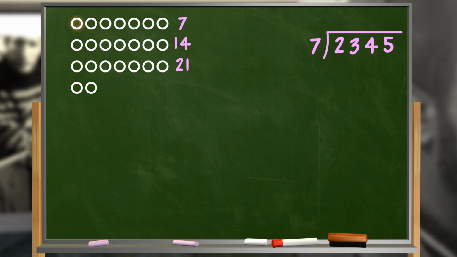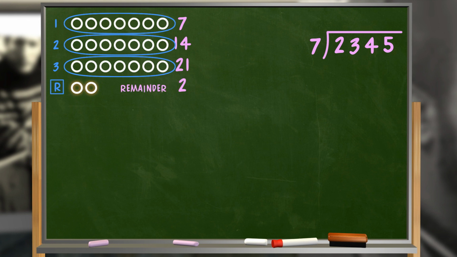Here we go. 1, 2, 3, 4, 5, 6, 7. Circle that entire group because that's the first group. 8, 9, 10, 11, 12, 13, 14. Circle that entire group. That's 2. 15, 16, 17, 18, 19, 20, 21. Circle that entire group. 22, 23 is the remainder. Because is 22 and 23 a group? No! No, so we stop.